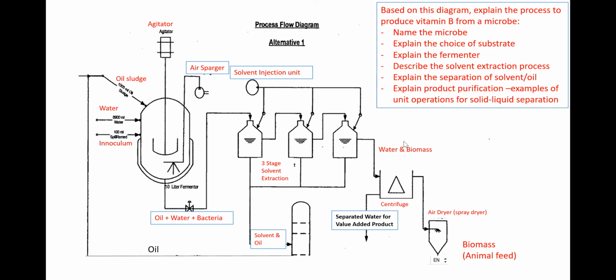The vitamin B will be soluble in the water. At the same time, the biomass will be dried, meaning using a spray dryer to produce a dry powder form of the biomass as the animal feed. So this biomass is actually an SCP. And then centrifugation is to separate the solid biomass from the liquid, which has the value-added product. So this is one example of the entire process that, as a master student, you should be able to elaborate like this.